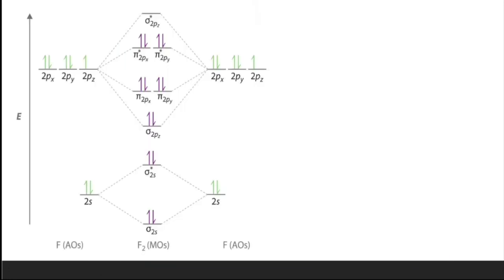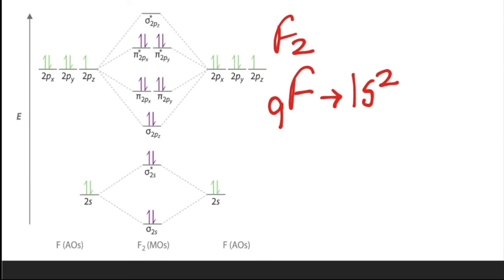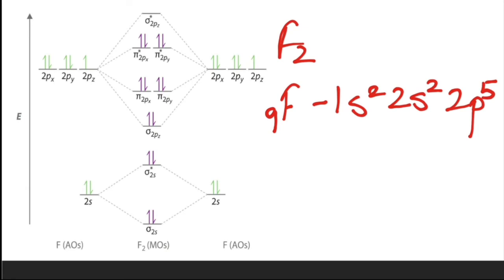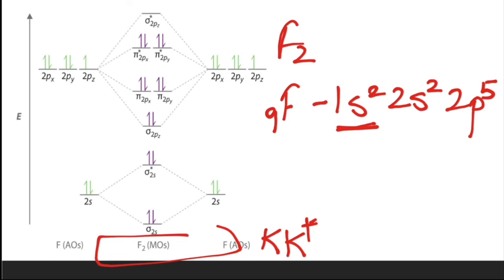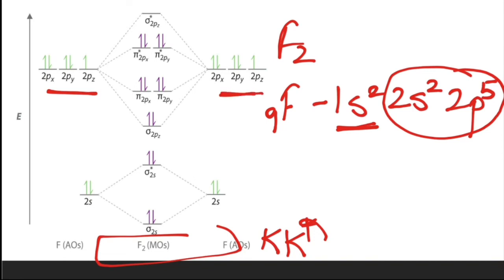Now let us consider the fluorine molecule. In the fluorine molecule, one fluorine atom has atomic number 9, so the electronic configuration is 1s2, 2s2 and 2p5. In this case, we have not drawn the 1s2 orbitals because every atom is going to have this. So instead of drawing it in a molecular orbital, we will rather put the K K star while writing the electronic configuration. What we have to draw are the 2s and 2p orbitals. Now p consists of 3 orbitals. Accordingly, we have arranged the electrons.